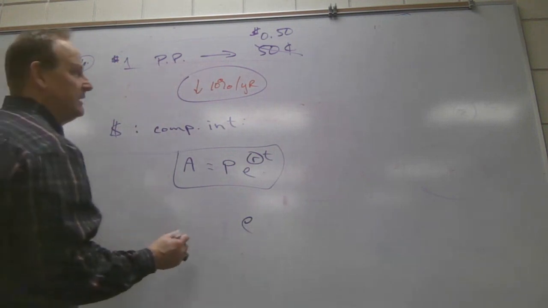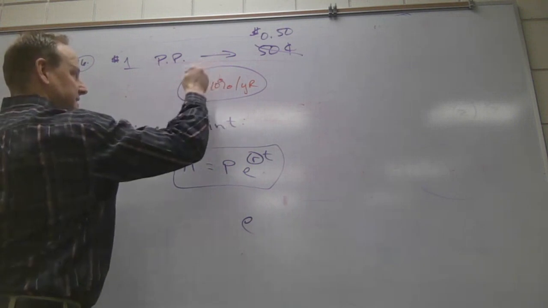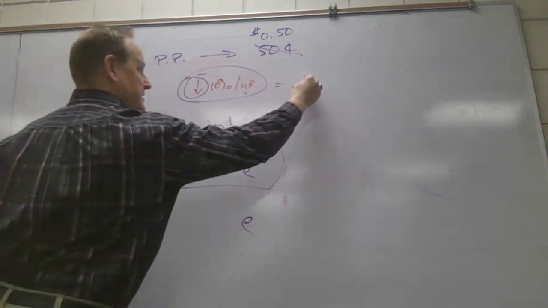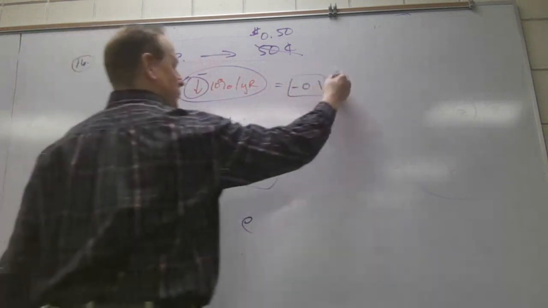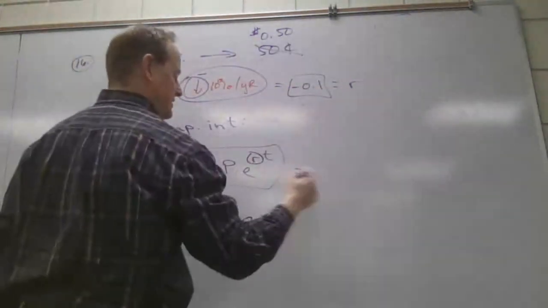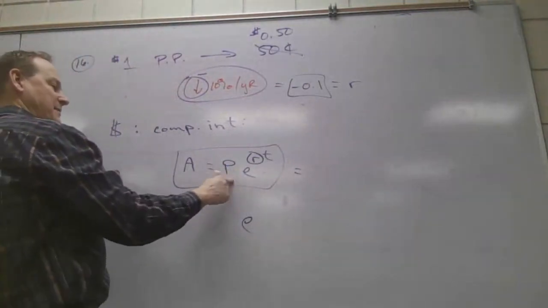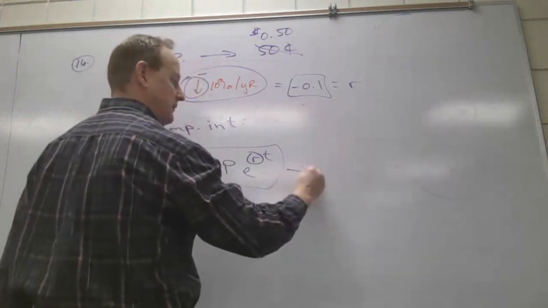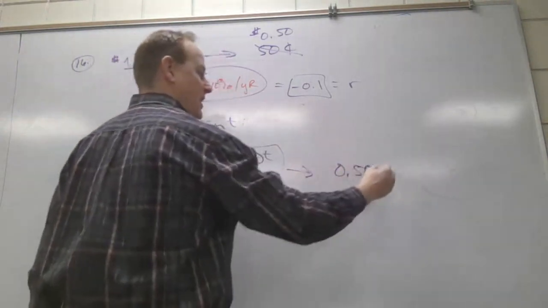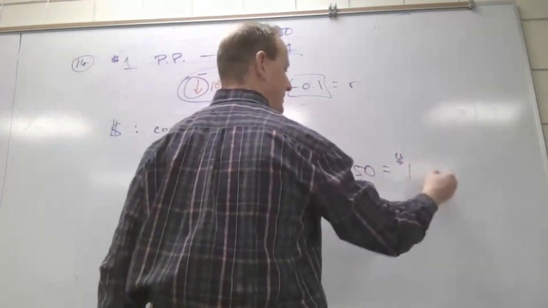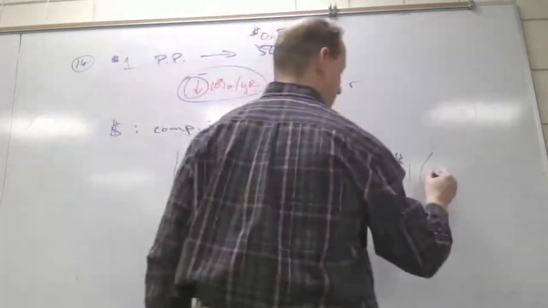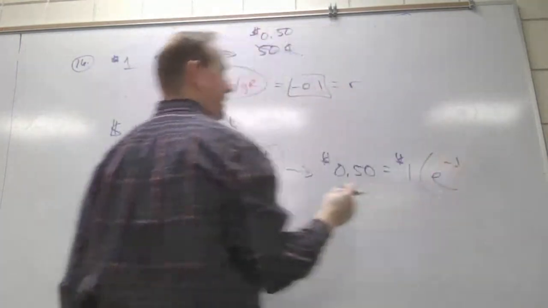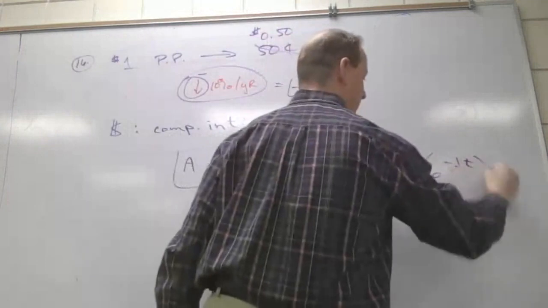So what did your group do? Negative 0.1. So it's down is a negative, right? So it's minus 0.1 is the rate for the year, which is little r. So it's the principal at the beginning, that's the amount at the beginning. A is the amount at the end. So what do we have? Let's just rewrite this. 50 cents, so 0.50 equals the $1 times e to the r, which is minus 0.1 times t, and t is what we're looking for.